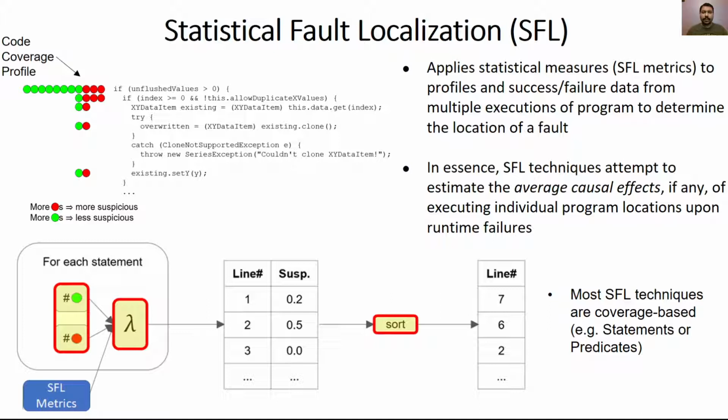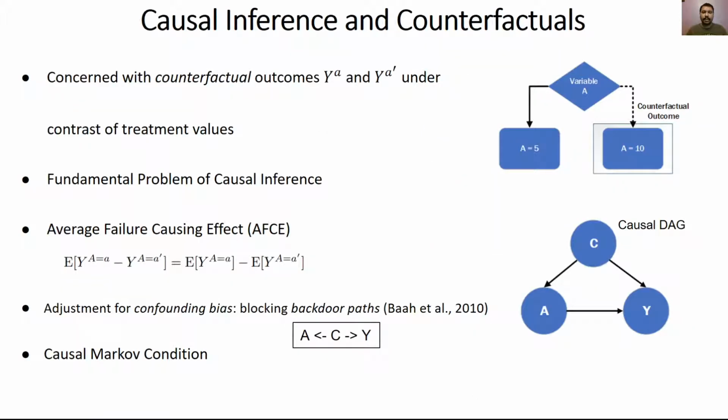These scores are used to rank program statements so that the ones with the highest ranks are the most likely to be faulty. Programmers are supposed to use the ranks to guide the debugging effort, and intuitively, statements that are covered by mostly failing runs are more suspicious. In essence, we can say that SFL techniques attempt to estimate the average causal effect of executing individual statements on the occurrence of failures.